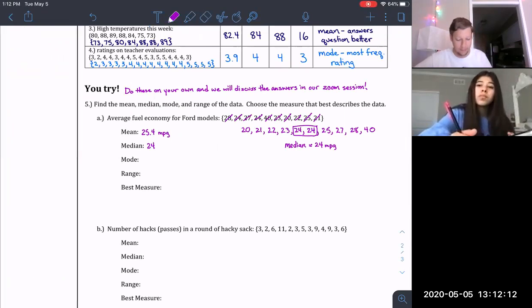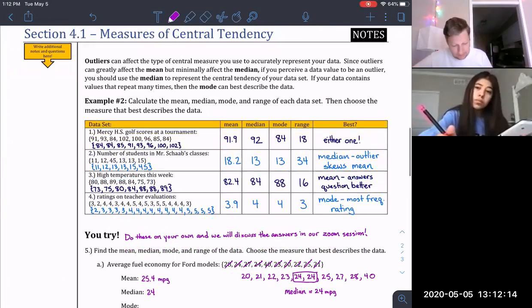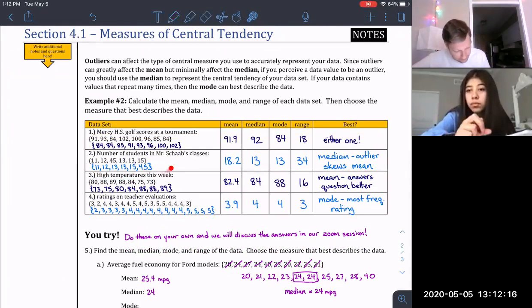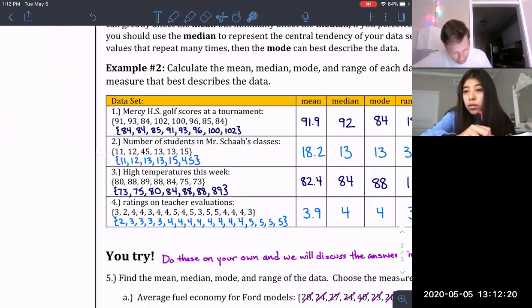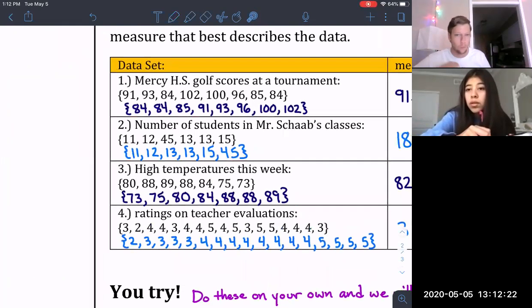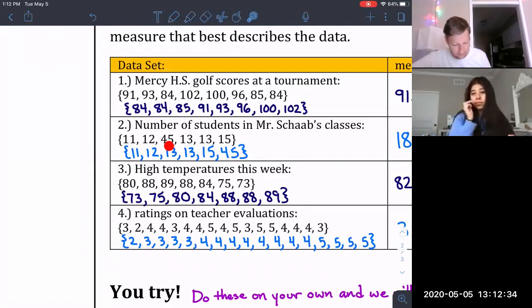All right. And remember what I was talking about up here: if data has outliers, like this one does in number 2, an outlier is a number that's way off from the rest of them. So you can see, like, the number of students in my classes. Well, this was my data from last year, but I had 5 classes and I had 1 study hall, and the study hall had 45 students in it. So this 45 is an outlier.